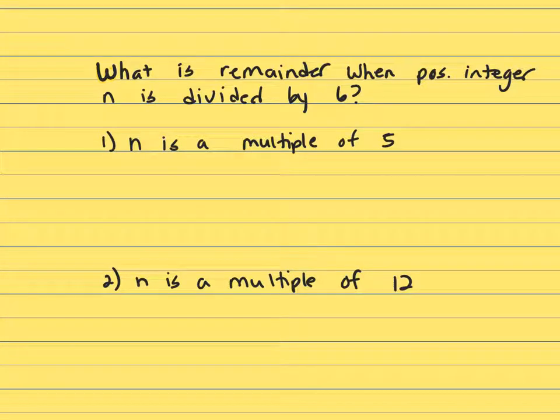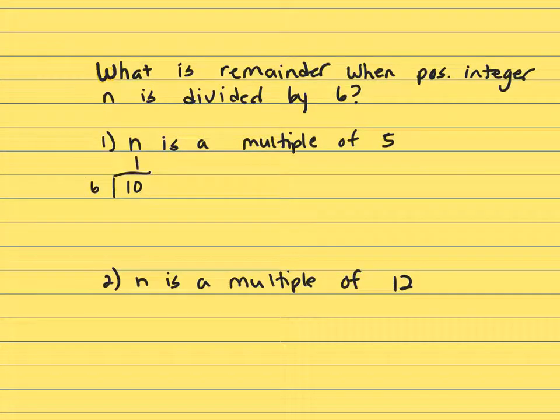What is the remainder when positive integer n is divided by 6? Clue 1: n is a multiple of 5. So let's say 10, because 10 is a multiple of 5. And let's divide 6 into it.